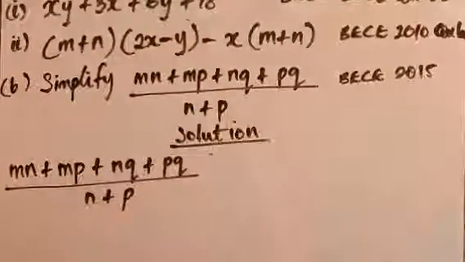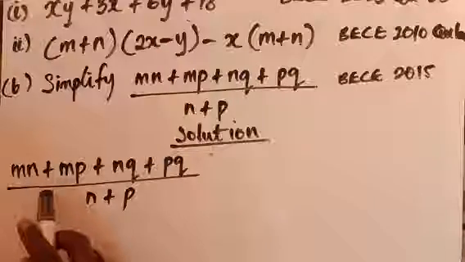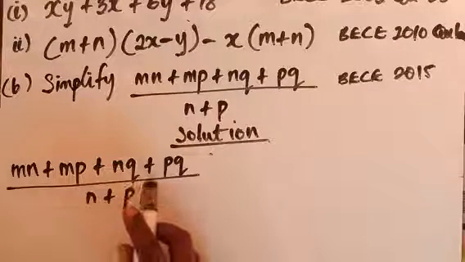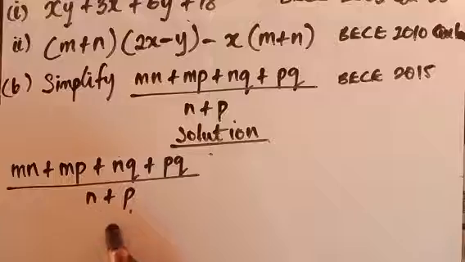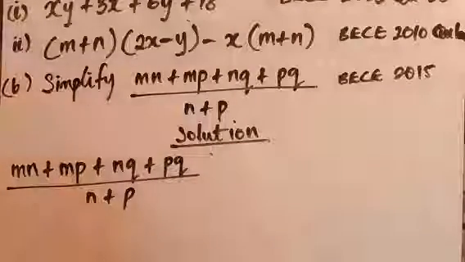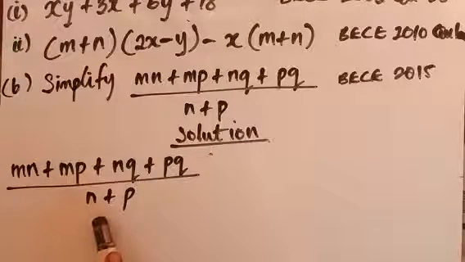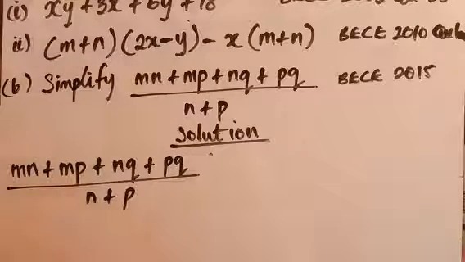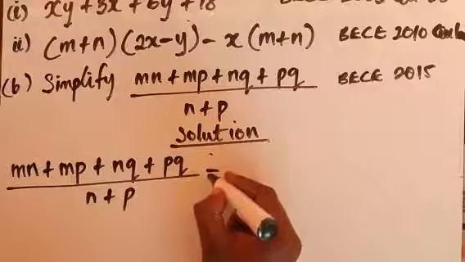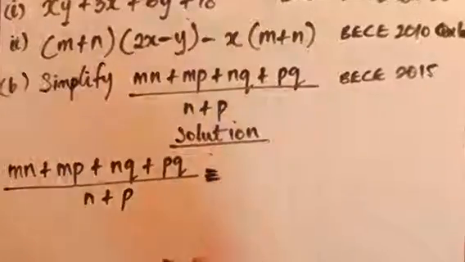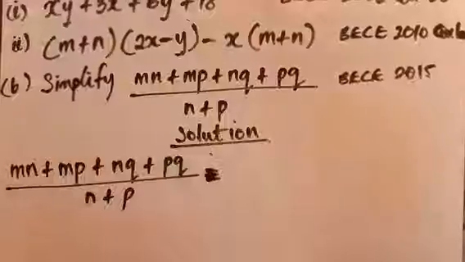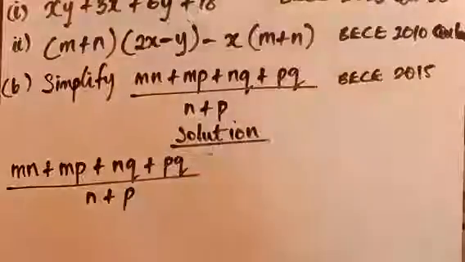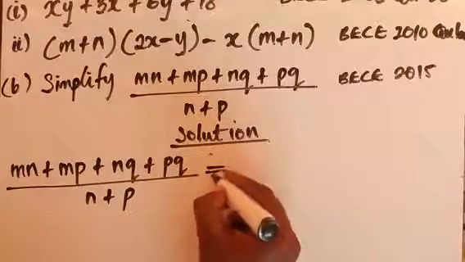So we have mn plus mp plus nq plus pq, all divided by n plus p. When you have such a relation, always look at the denominator and see if you can factorize the numerator to get n plus p, so that the denominator can cancel it out and the function becomes very easy. So going further, let me use the equivalency sign here.